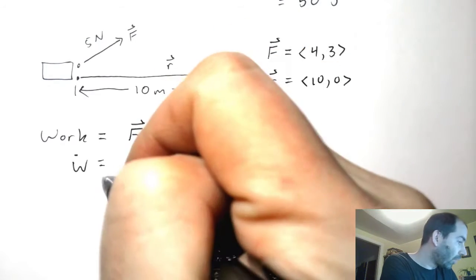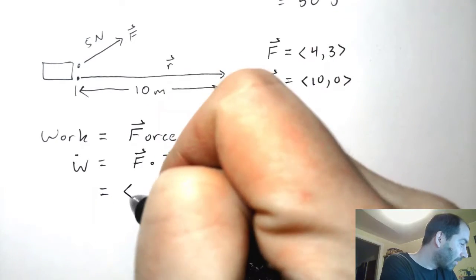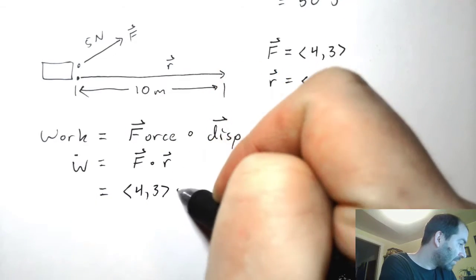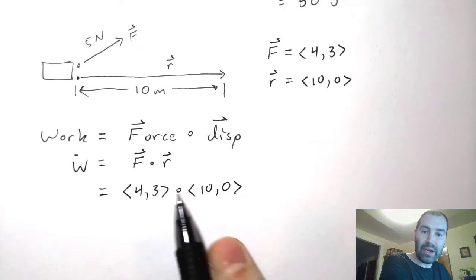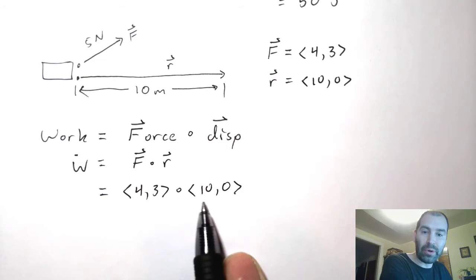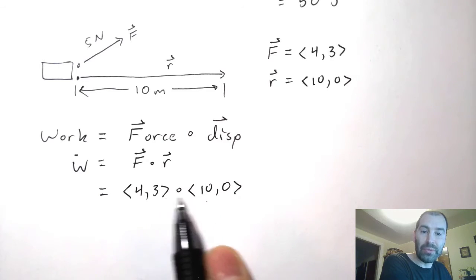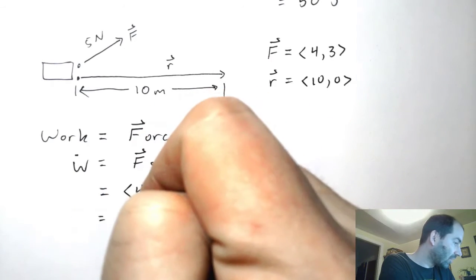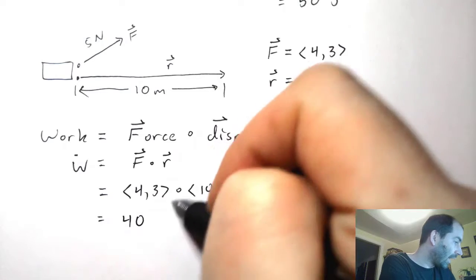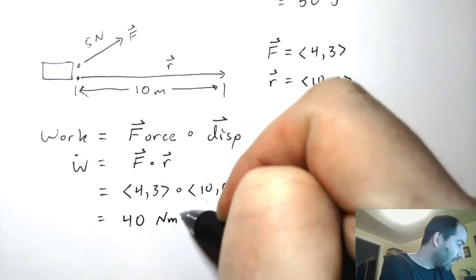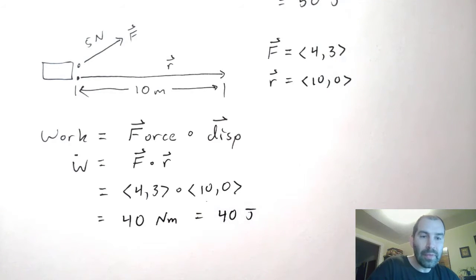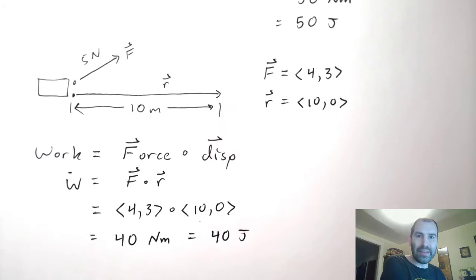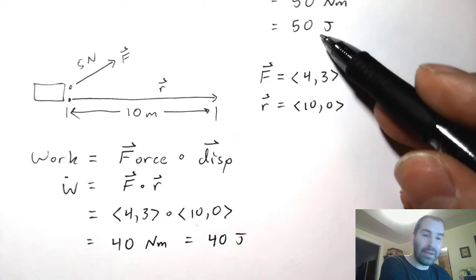Okay, so to compute the work here, I would take my force vector and dot it with my displacement vector. And when I take this dot product, what do I get? I get 4 times 10 is 40, plus 3 times 0. So that's just 40. And again, the units would be Newton meters or joules. Notice that the work is a little bit less this time. Before it was 50, now it's 40.